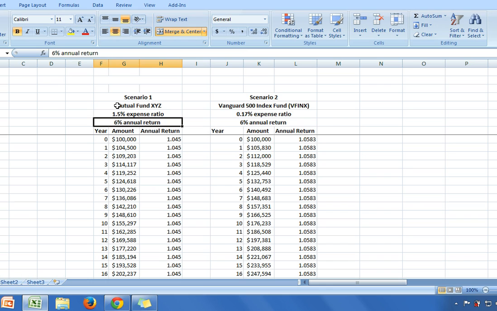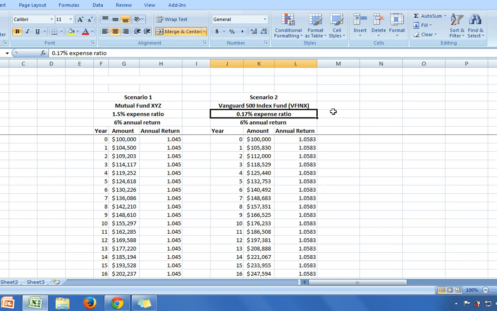Now, let's take that same scenario, the same situation, but swap out the 1.5% expense ratio and trade it for a 0.17% expense ratio, which is actually the actual expense ratio of the Vanguard 500 index fund with ticker symbol VFINX. So we're just going to use this as an example. So in scenario two, you're still earning an annualized 6% rate of return. All else is equal, but the only thing that has changed is the expense ratio, which has been reduced from 1.5% to 0.17%. Now let's assume that you put $100,000 into your account in both scenarios at year zero.